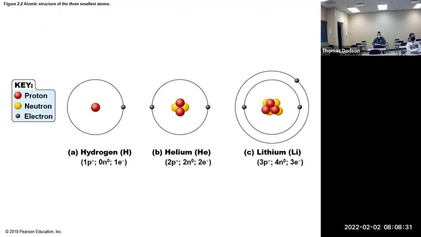So your hydrogen is the first one here. You've got hydrogen. So that's your proton, your electron. Here's helium. You've got two protons, two neutrons, two electrons. Here's lithium. We've got, can't actually see that very well. Looks like it's got 4 neutrons, but there's 3 protons, 3 electrons.